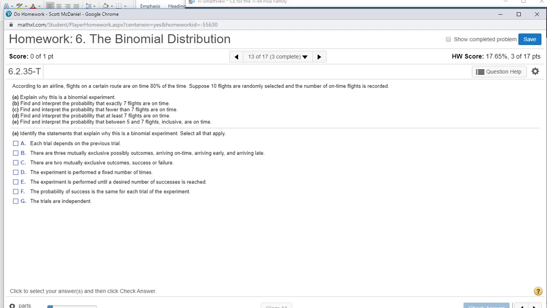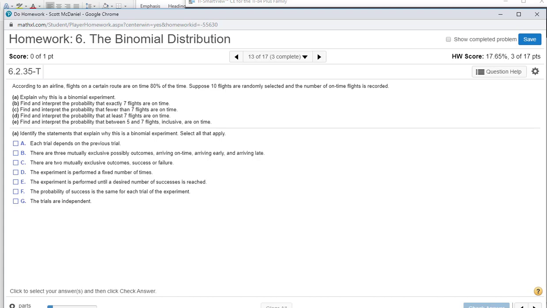According to an airline, flights on a certain route are on time 80% of the time. Suppose 10 flights are randomly selected and the number of on-time flights is recorded. So we have several parts here. Part A, explain why this is a binomial experiment.